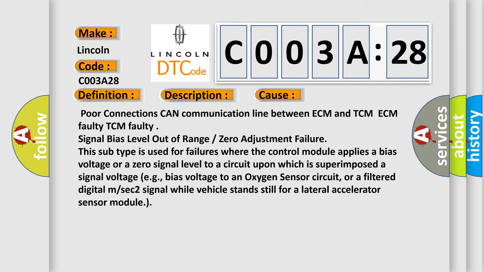This subtype is used for failures where the control module applies a bias voltage or a zero signal level to a circuit upon which is superimposed a signal voltage, for example, bias voltage to an oxygen sensor circuit, or a filtered digital MSEC2 signal while the vehicle stands still for a lateral accelerator sensor module.